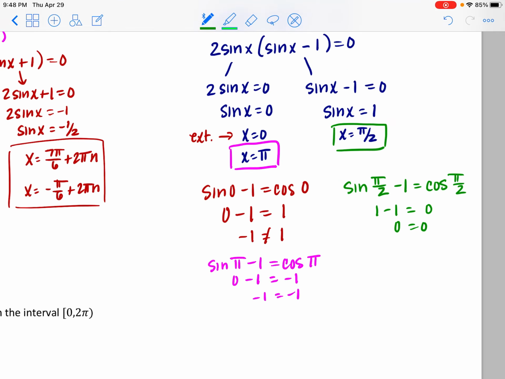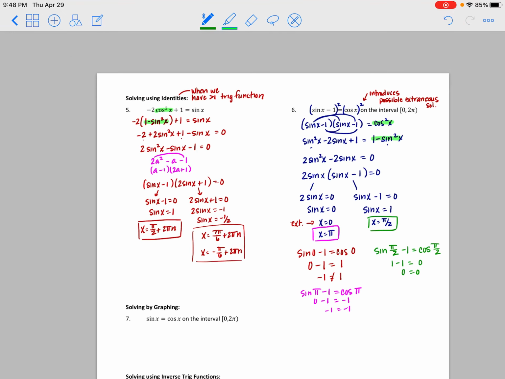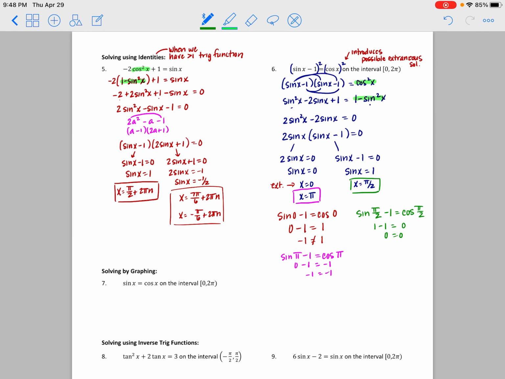Okay, so we got one extraneous and we got two valid, so we're just going to keep those two valid solutions, which, man, when I zoom out, it looks like a lot of work for that one problem. I hope you're doing okay on the other end of this video.